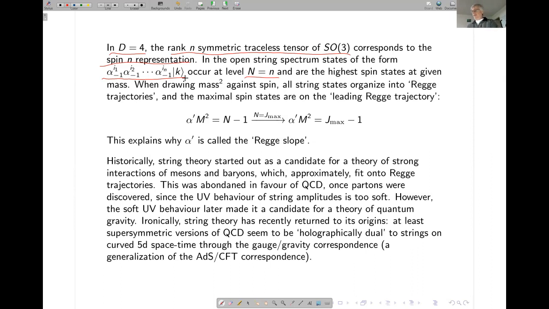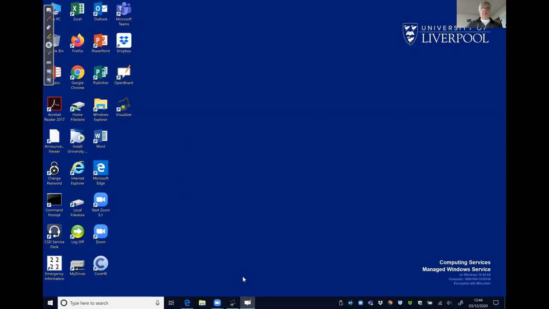And what one can now do is draw a diagram of mass squared against spin. Again, I've drawn this, so I want to show this to you.